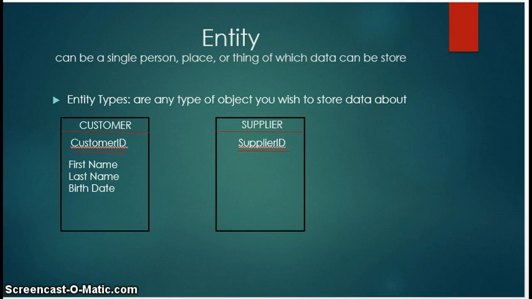Entity. Entities can be a single person, place, or thing which data can be stored in. Entity types are any type of object you wish to store data about. For this example, you will use an accounting firm. Accounting firms need to keep data from customers and suppliers. So these are the data that you will have for each supplier and customer.